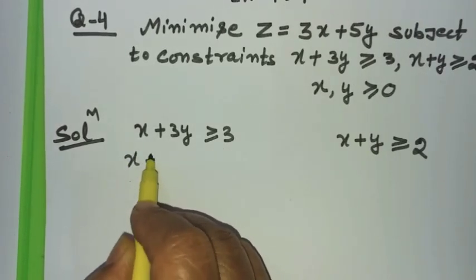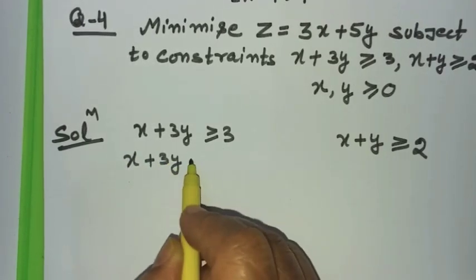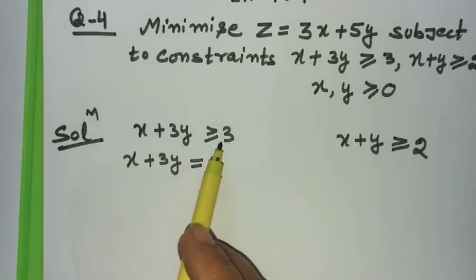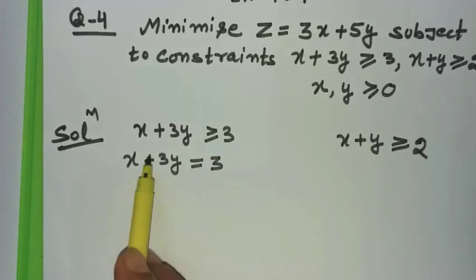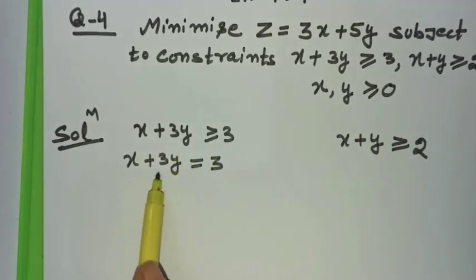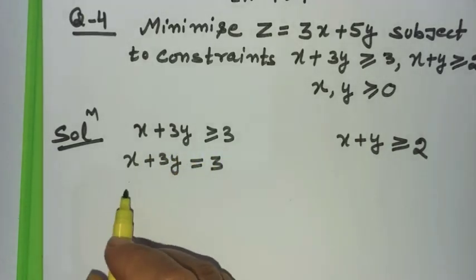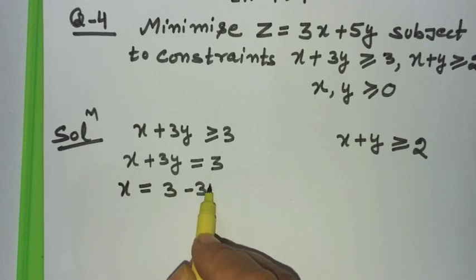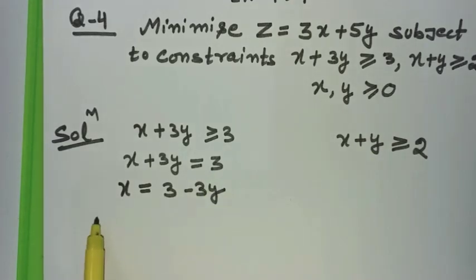First, I will write this inequality as a linear equation, because the straight line that I am going to plot on the graph will be of this equation. Inequality will give you a region, and for finding this region, first you need this line. So, what I can do is write x is equal to 3 minus 3y, and then I can make a table.